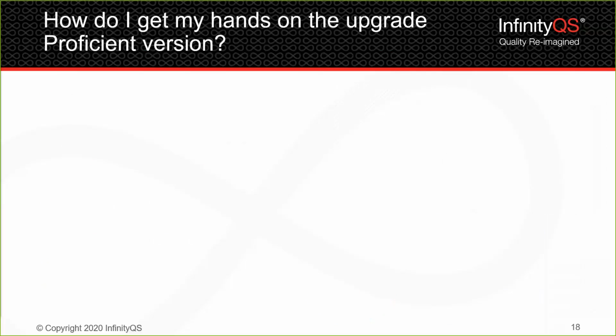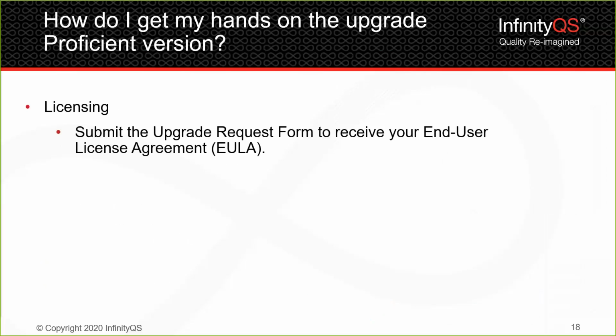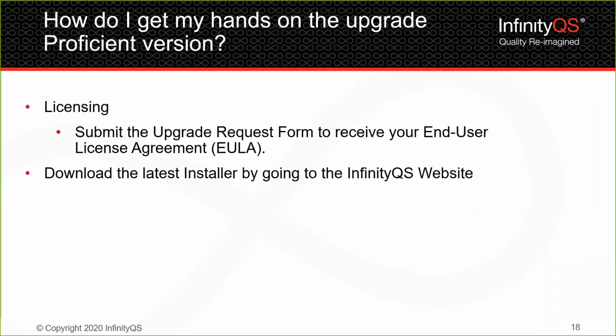All right. So the next question we're going to talk about is how do I get my hands on the upgraded ProFicient version? First we're going to talk about the licensing. You're going to have to submit the upgrade request form to receive your EULA. You'll submit this to your account manager, and then they'll step through the process with you. After that, you're just going to have to download the latest installer from the InfiniQS website. In that EULA, it's going to give you the new registration number and access code, as these have slightly changed between the different versions. So you've got to make sure you have that.